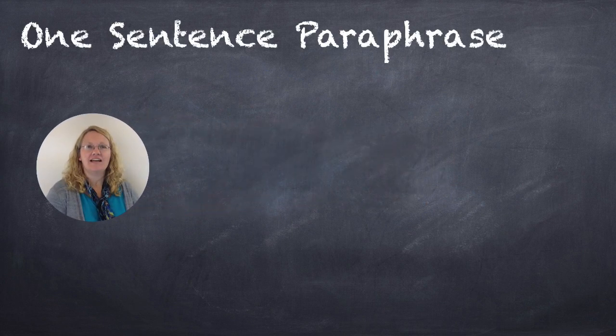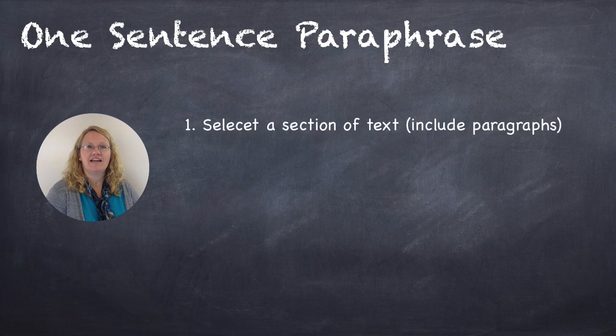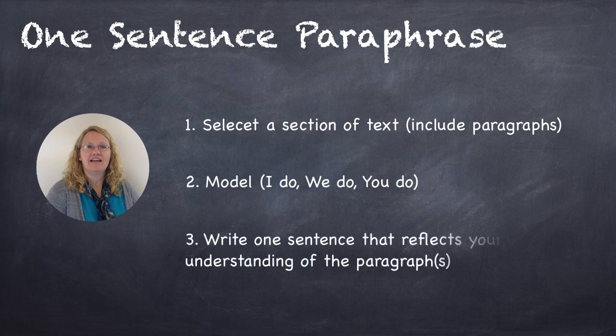We've given them some examples. We want to move to students actually writing some one-sentence paraphrases. So the activity called one-sentence paraphrase, you take a selection of text that maybe includes several paragraphs, or you can just do it with one paragraph also. We're going to follow that I do, we do, you do model. You're going to write one sentence and only one sentence that reflects your understanding of the paragraph.